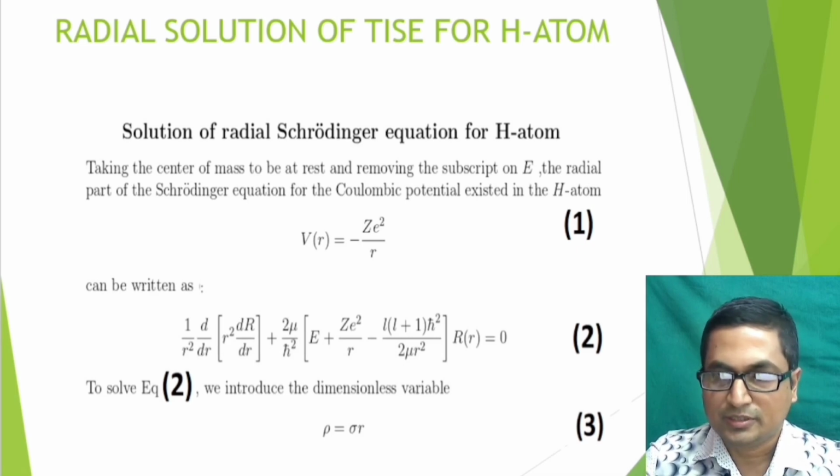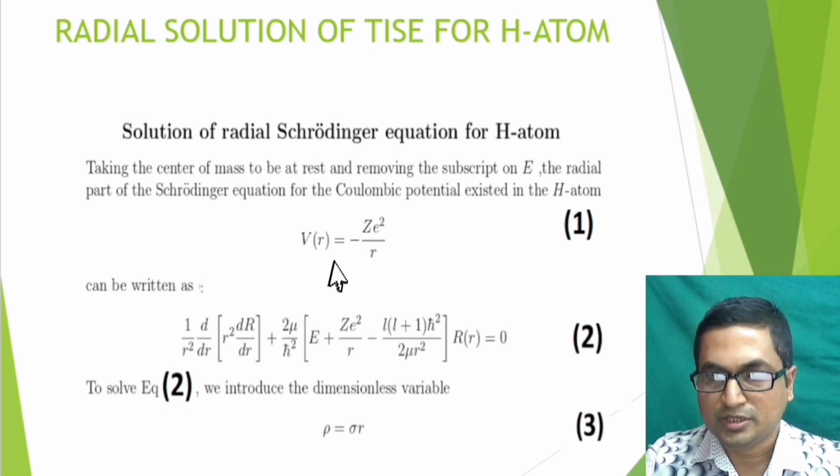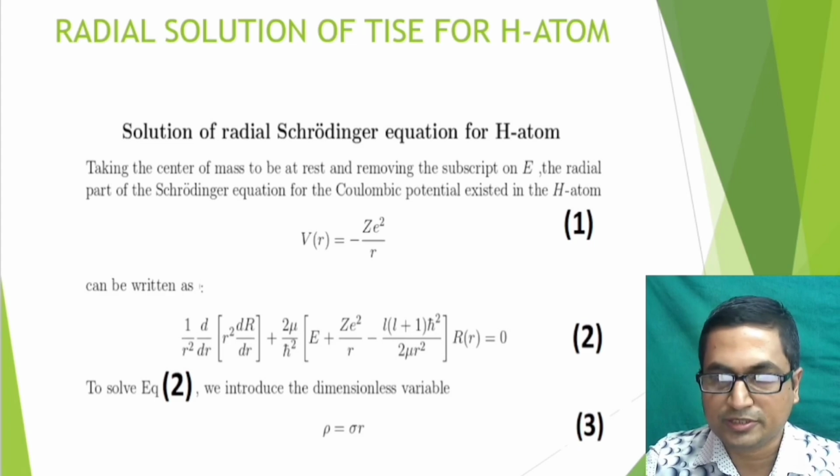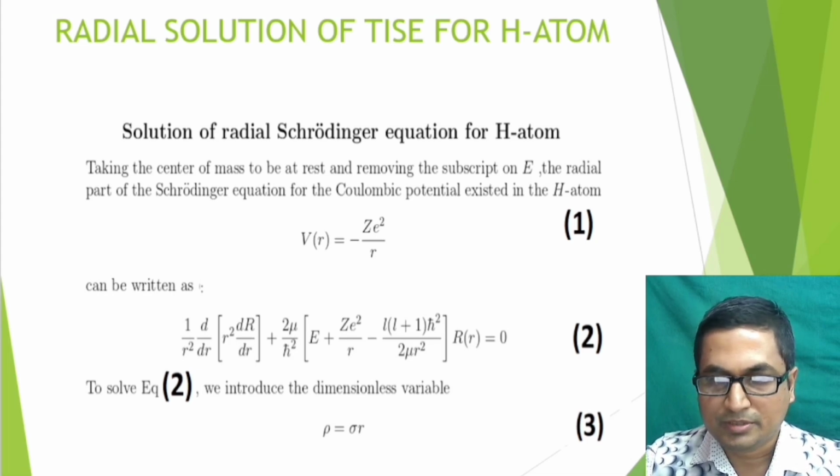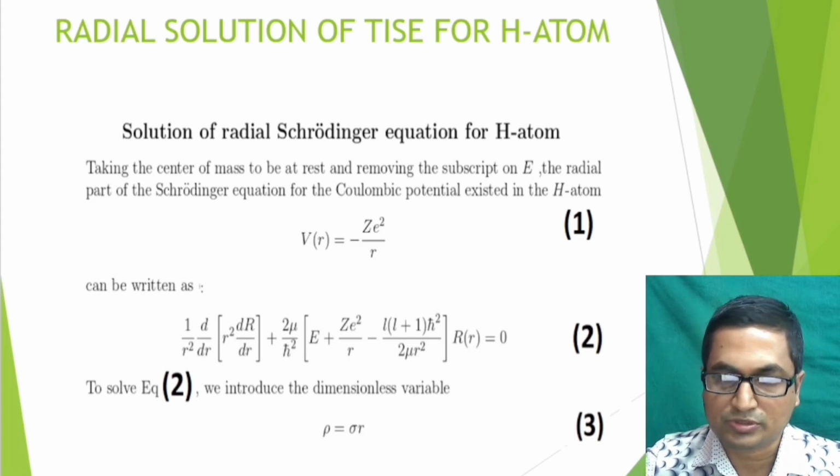So let's start. The potential for a hydrogen atom problem is given by equation 1, it's minus Z squared e squared by r, and the minus sign confirms that it's an attractive potential, and Z is equal to 1 for hydrogen atom. So 1 by r is the Coulombic potential. Putting this in the time independent Schrödinger equation, and recalling the video where we have shown how the Schrödinger equation is represented in the spherical symmetric potential, we see that this equation 1 leads to equation 2 as far as the time independent Schrödinger equation is concerned.